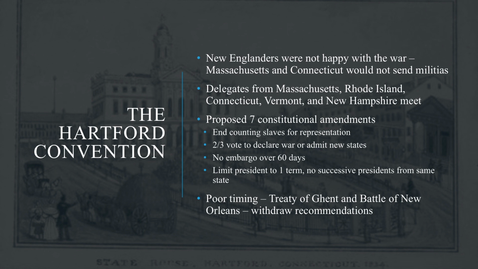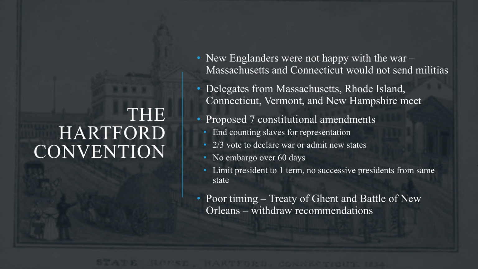These amendments would end counting slaves for representation, thus giving less power to the South. It would require 2/3 votes to declare war or to admit new states to the country. It would make it so that you couldn't have an embargo that was over 60 days long. It would limit the president to 1 term, and it would say that no successive presidents could come from the same state. Therefore, President Madison would not have been able to serve as president since Thomas Jefferson before him also came from Virginia. However, the timing of the convention was very bad.